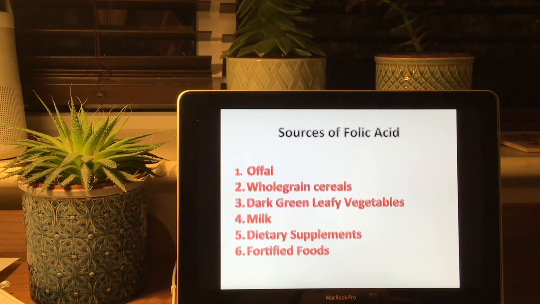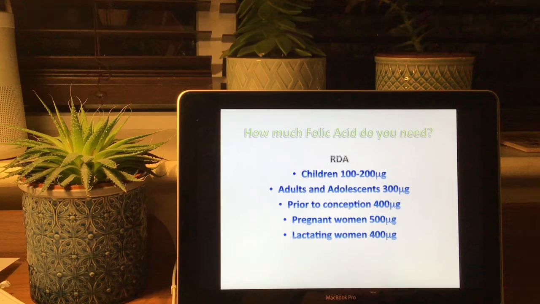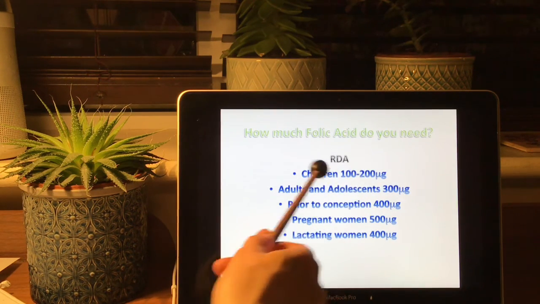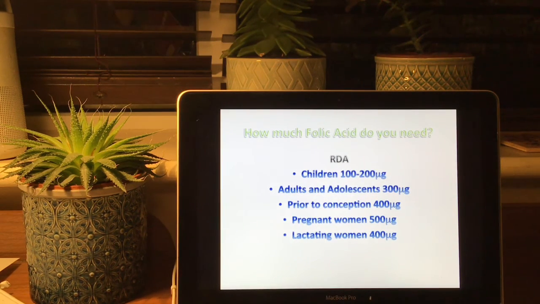Okay. Next, we have how much folic acid do you actually need? So this symbol here, this funny looking U with the little tail coming out of the front of it, is the symbol for microgram. So that's a 1,000th of a milligram. So it would be 1,000 of 1,000 of a gram. So we're talking about minuscule, tiny, tiny amounts, but they just have to be consumed.